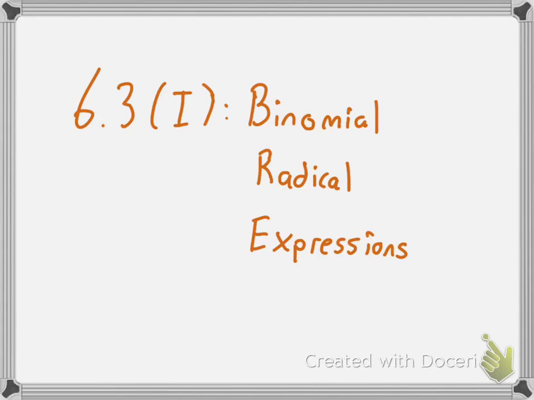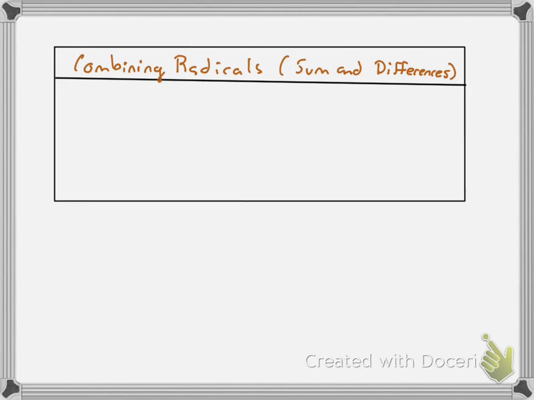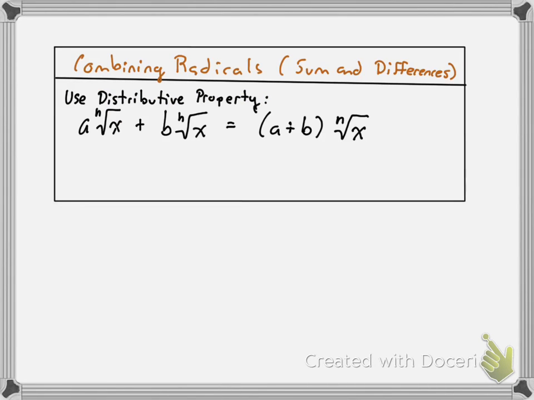In the first half of section 6.3, we're going to look at adding and subtracting binomial radical expressions. When we're adding or subtracting these radical expressions, we're going to use the distributive property. Basically, if you have the same radical expression being taken to the same nth root, we can combine them using the distributive property.